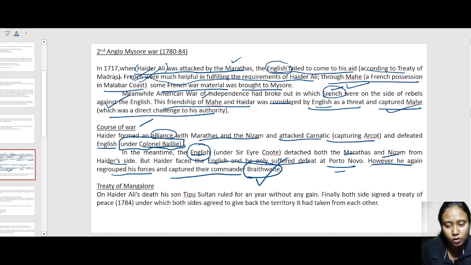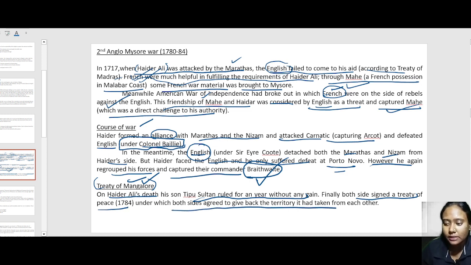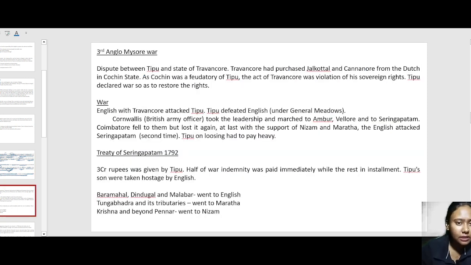In the First Anglo-Mysore War, the Treaty of Madras took place. In the Second Anglo-Mysore War, the Treaty of Mangalore took place. On Hyder Ali's death, his son Tipu Sultan ruled for a year without any gain. Finally, both sides signed a treaty of peace, under which both sides agreed to give back the territories they had taken from each other. Very easy, the Treaty of Mangalore.